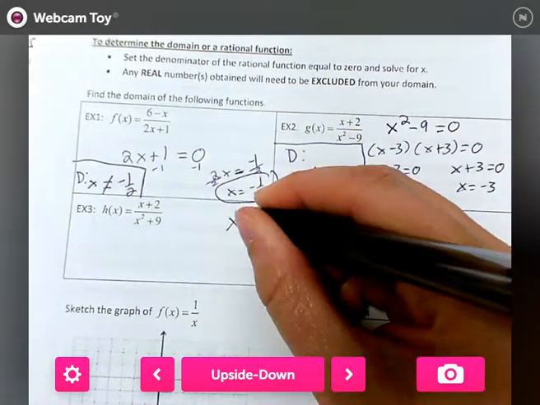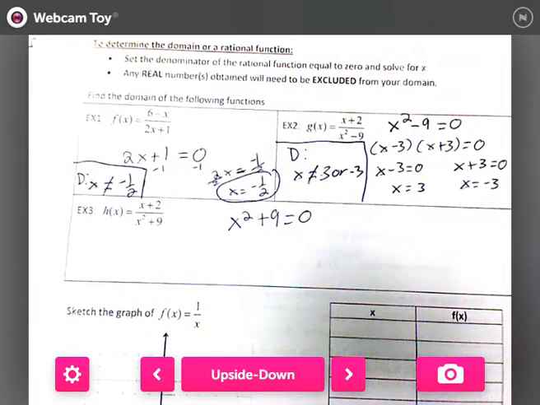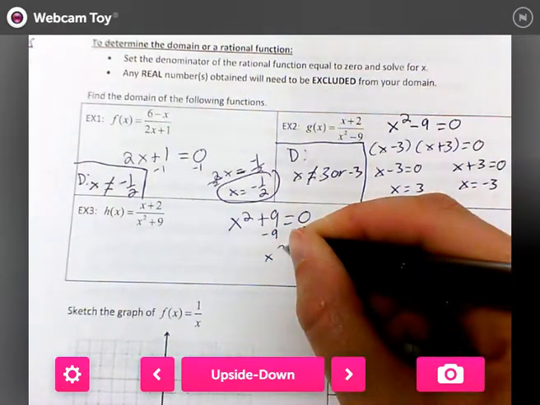So example 3 is a little more difficult. We've got x squared plus 9 equals 0. Can I factor that? No, because it's got that plus sign in there. So if we want to get x by itself, what do we do first? Subtract 9. We got to subtract 9. So we get x squared equals negative 9.